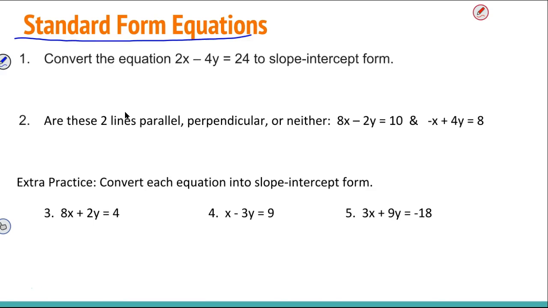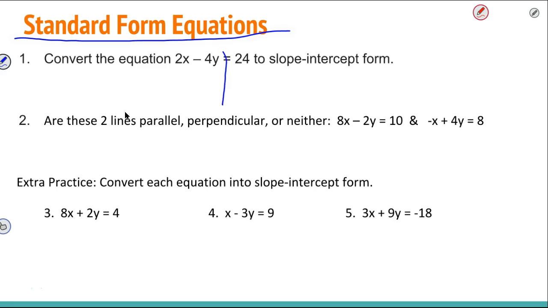First thing is standard form equations. That is when we have Ax plus By equals C. Usually you're just rearranging these into slope-intercept form. So looking at number 1, convert the equation 2x minus 4y equals 24 to slope-intercept form. Well, we have to isolate the y.